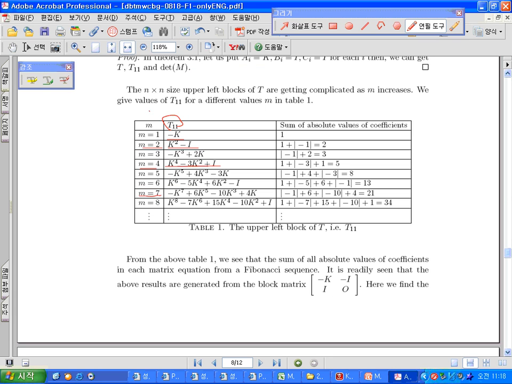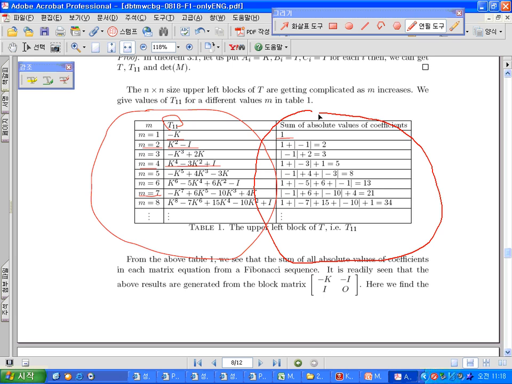We have to find some patterns from this. Let's take a look at this. Let's compare the coefficients. Let's add the coefficients with absolute values. Then 1 and 2 makes 3, and 1, 3, 1 makes 5. 1, 4, 3 makes 8. 1, 5, 6, 1 makes 13. Do you see any pattern from here?